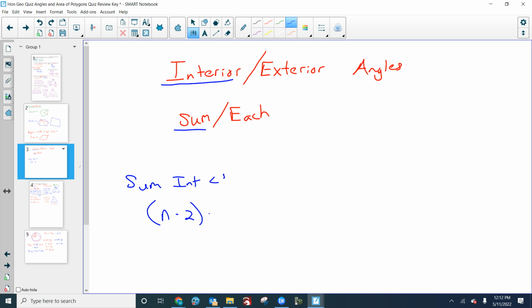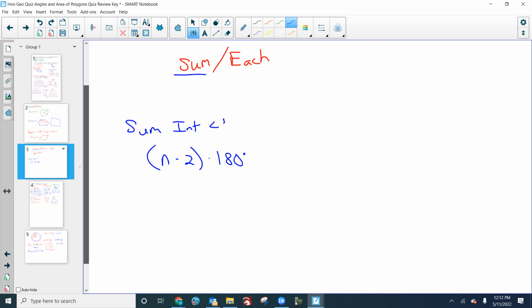Good. N minus 2 times 180. So when you see these words paired together, sum, interior angles, okay? Well, this one is n equals 6, so 6 minus 2 times 180. 4 times 180 is, what's that, 720? Yeah. 720 degrees.